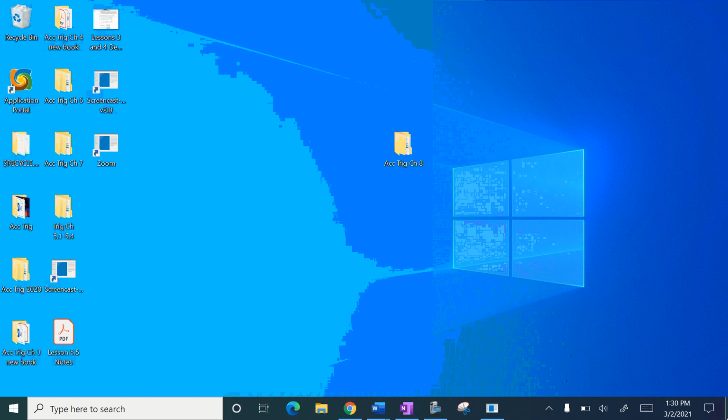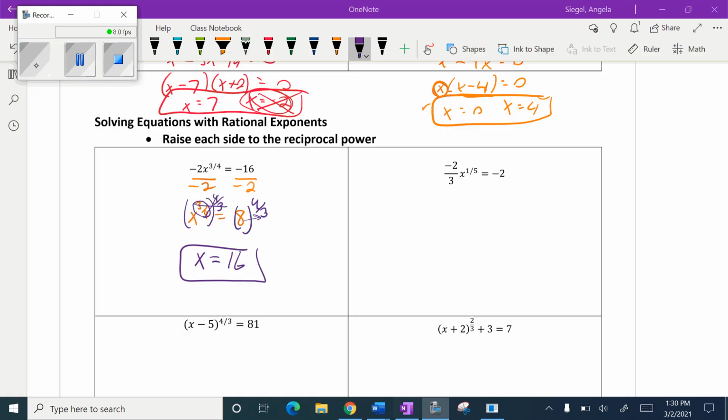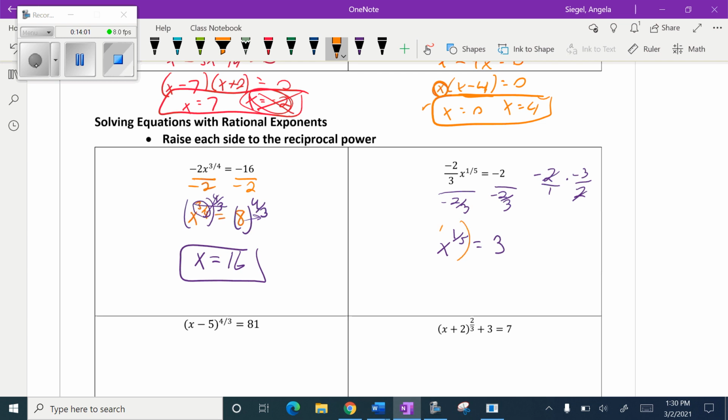Okay, so let's do another one. So let's divide by negative 2/3. So when you divide by a fraction, you multiply by its reciprocal. So I get positive 3. So x to the 1/5 power equals positive 3. So then don't forget, you're going to multiply by the reciprocal, which is 5/1. So I have x equals 3 to the 5th power, which is 243.